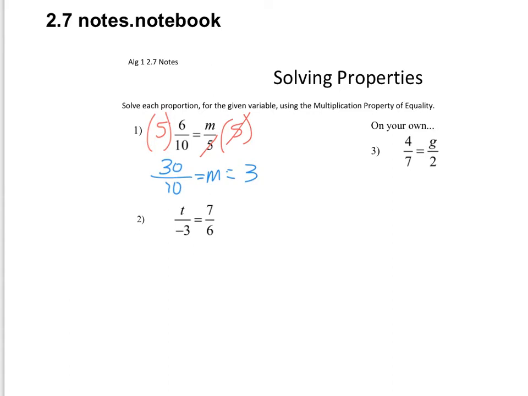I think you guys are fairly familiar with this concept because of all of the work we've been doing with it recently. But let's continue here. We've got a negative 3 that we're going to multiply on both sides in this case, and that's going to cause these two 3s to cancel out. T is going to be equal to 7 times negative 3, which is negative 21 over 6. That's something we can reduce, so we end up with negative 7 over 2.